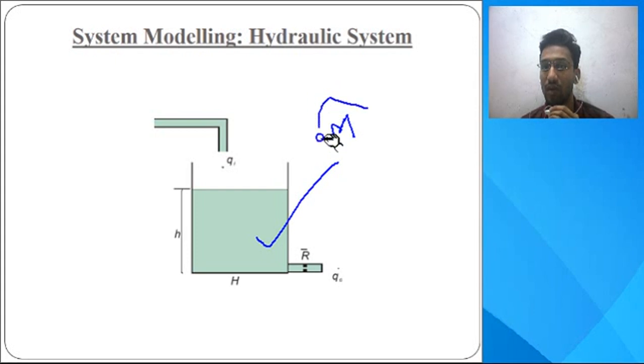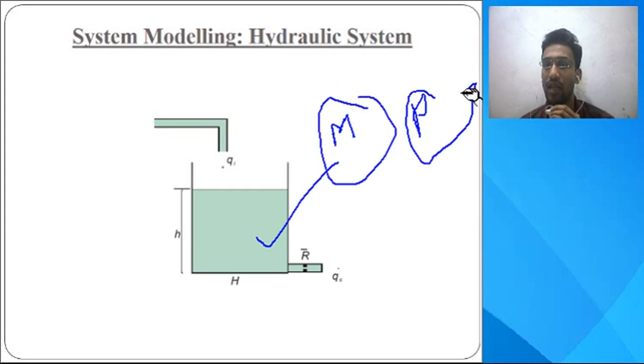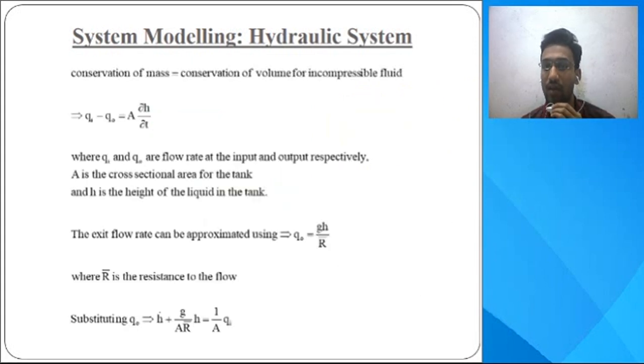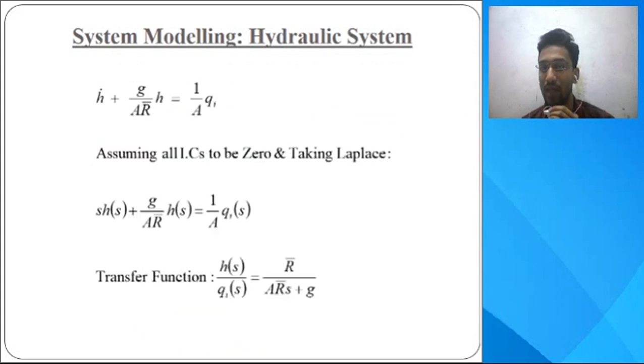So by substituting all these values of Q naught and R bar, we get the equation, that is H dot, Q naught, that is the output discharge, is equal to H naught, that is the height of this liquid, g upon A R bar, that is the resistance offered to this flow, minus 1 upon A into the Q initial. So what is the next step?